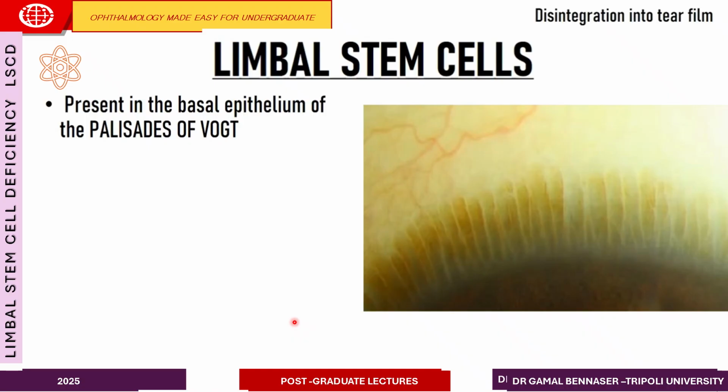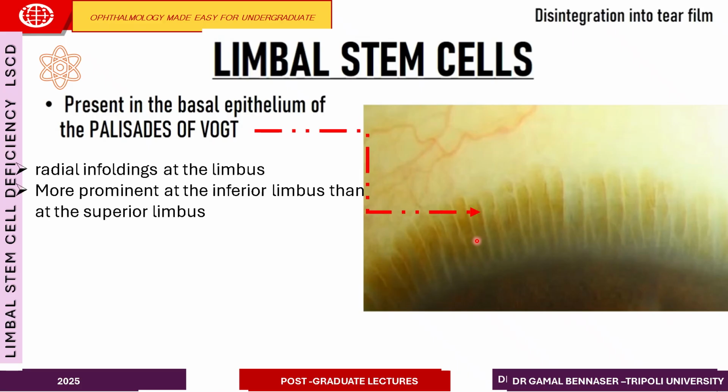Now, if we speak about the limbal stem cells, as you can see, the limbal stem cells are present in the basal layer at the junction between the conjunctival epithelium and the corneal epithelium in a crypt-like folding of the conjunctiva known as the palisades of Vogt. Now, in the basal layer of these palisades of Vogt are present the limbal stem cells, which are undifferentiated pluripotent cells. These cells are present in a radial enfolding, which is more prominent in the inferior limbus as compared to the superior limbus.